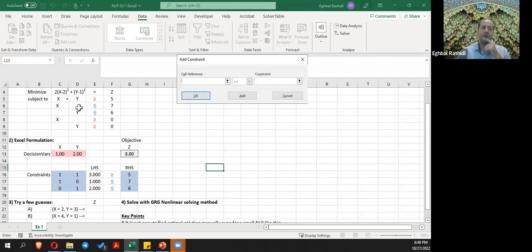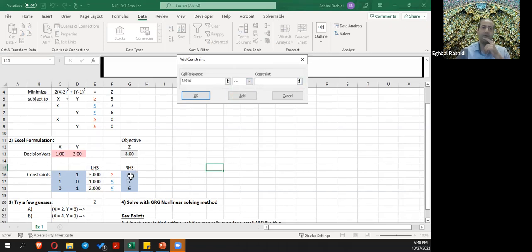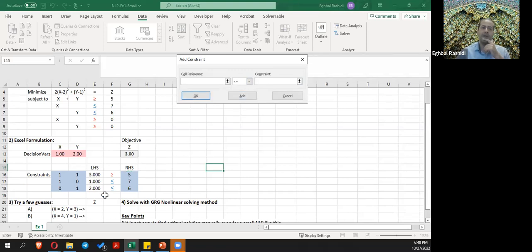So the first constraint is x plus y should be greater than 5. That's our left-hand side should be greater than 5. So 5. I'm going to add that. The next constraint, because these two have the similar inequality sign, less than or equal to, I'm going to grab both of them. I'm going to say this should be less than or equal to these two values. So I'm going to grab those two.